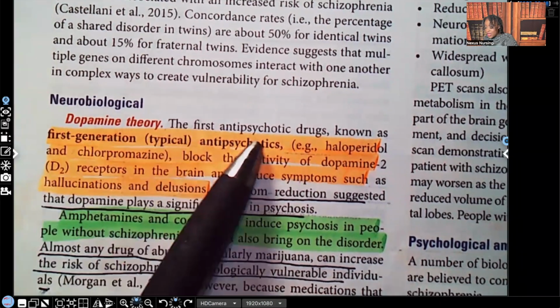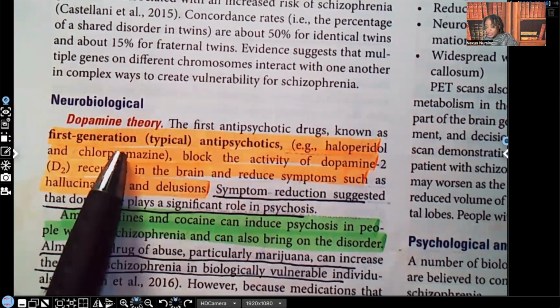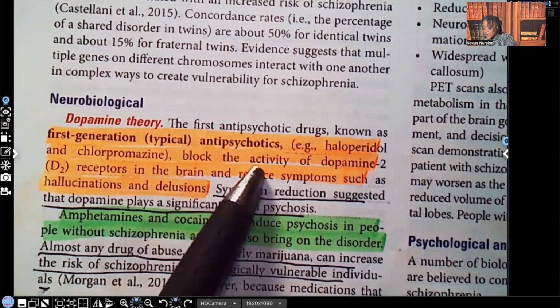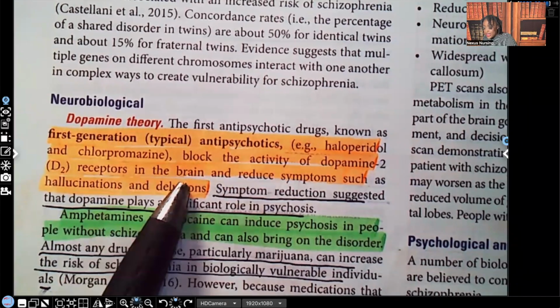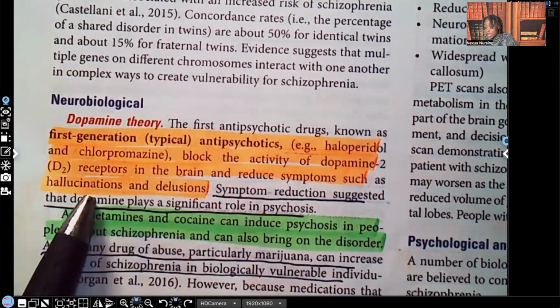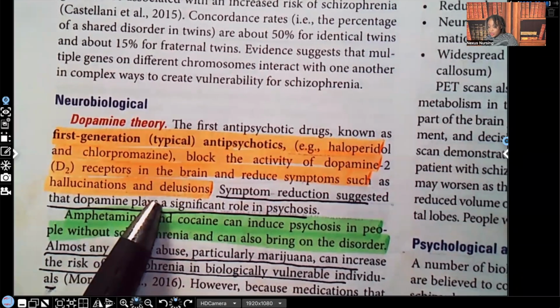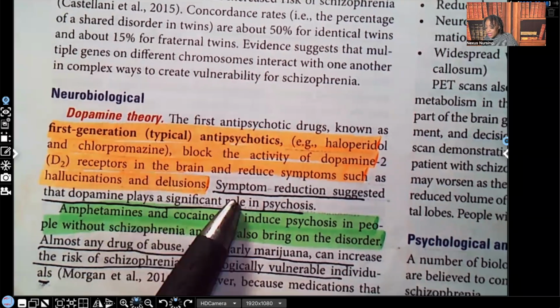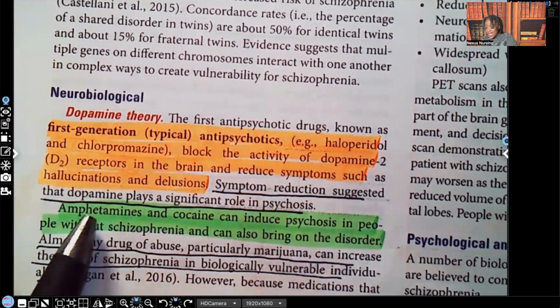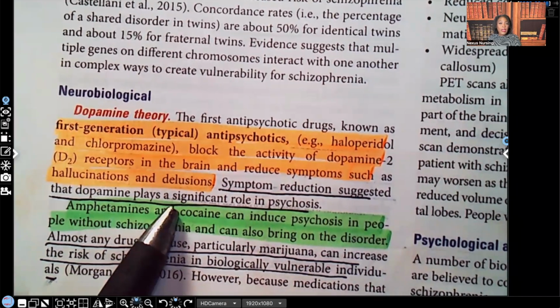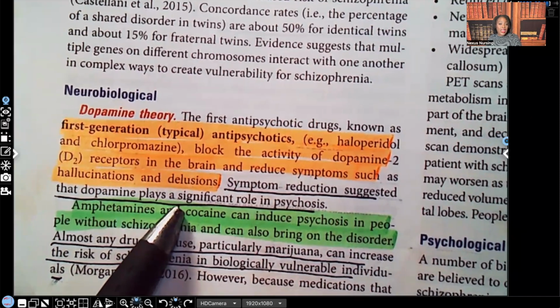The first antipsychotic drugs, known as the first generation typical antipsychotics, such as your Haldol, block the activity of dopamine receptors in the brain, and they reduce symptoms such as hallucinations and delusions. Look at what it says. Symptom reduction suggests that dopamine plays a significant role in psychosis. We can't prove it yet, but that's what the thought is.